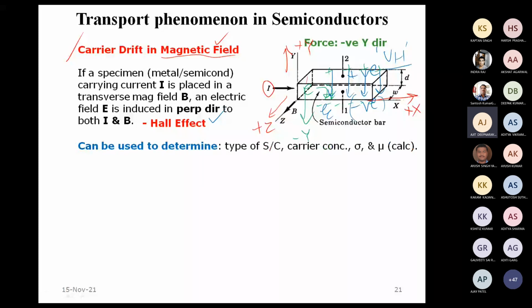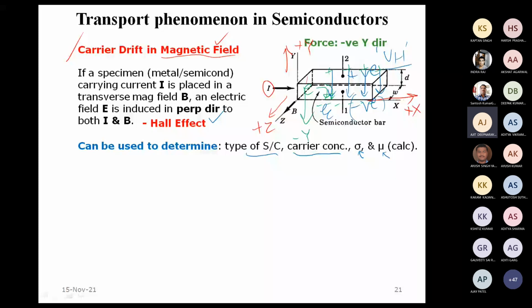Using this phenomenon, we can determine what type of semiconductor it is made of, and we can also find the carrier concentrations. We can find the conductivity. We can calculate the mobility of the charge carriers. So there are many uses of this particular effect.